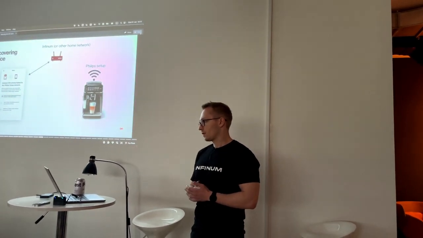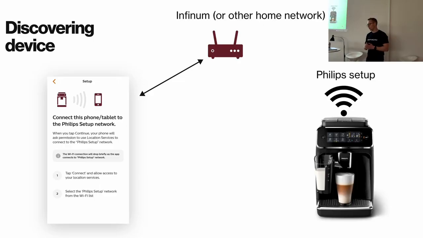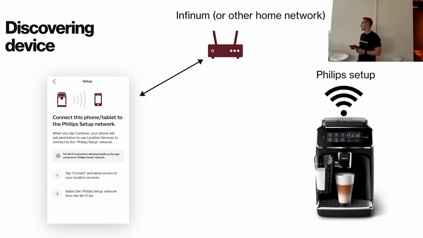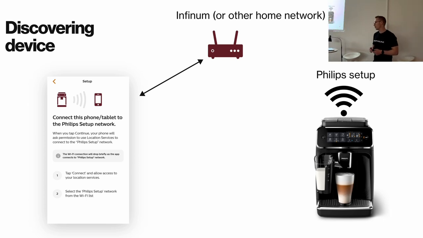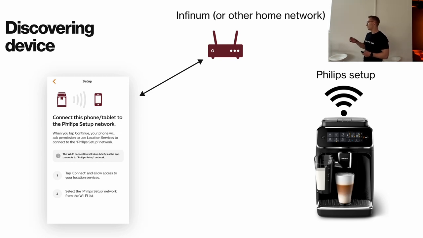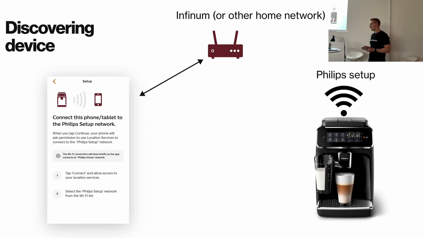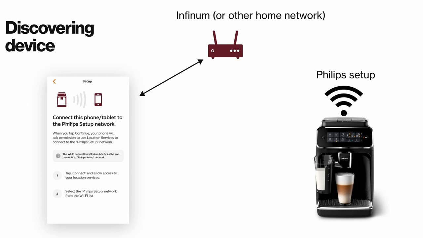After the user selects his model, we come to the part where the app is searching for the device. One thing to note is that the coffee machine has been put into pairing mode, and at this moment is broadcasting the Wi-Fi, which is named Philips setup for this example. The app is connected to the internet via a network that we called Infinum, but this is not really important. At this moment, the app is looking for this exact Wi-Fi, Philips setup. And if the app finds that Wi-Fi network, it is considered that we found the device.